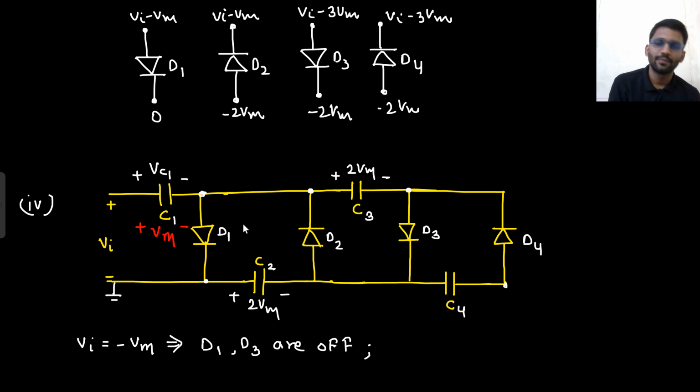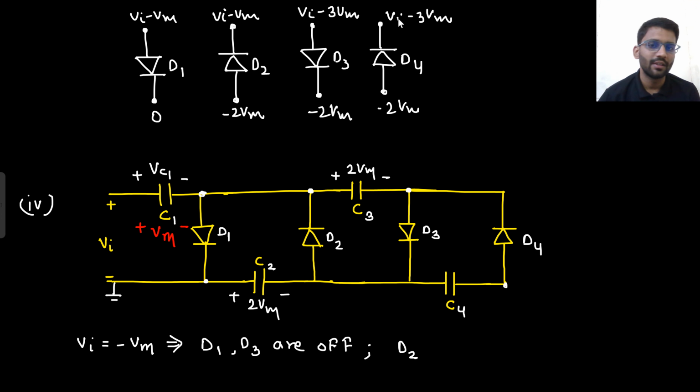What about D2? This is minus Vm. So minus 2 Vm and minus 2 Vm. Both potentials are equal. That means it will turn on. Vn is equal to minus Vm, so here it will be minus 2 Vm and this also is minus 2 Vm. Both potentials are equal. D2 will turn on.